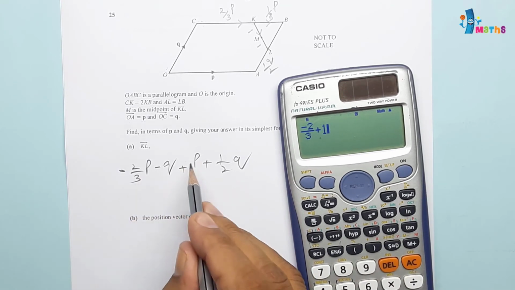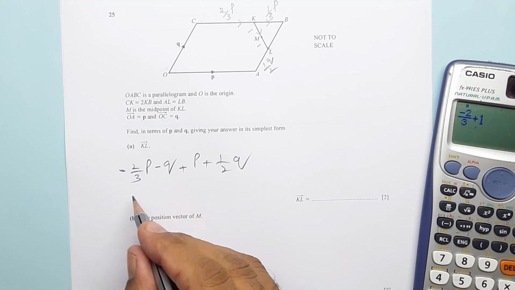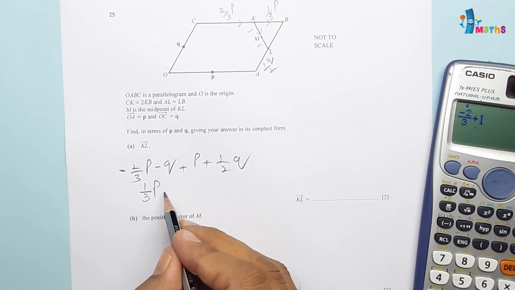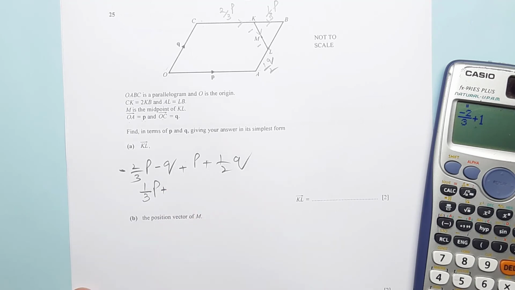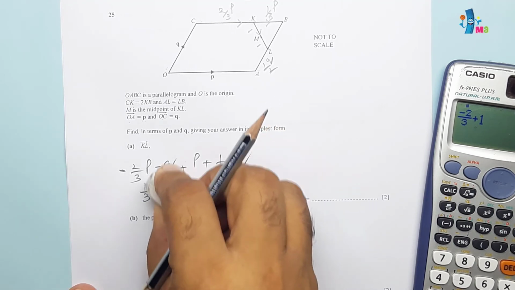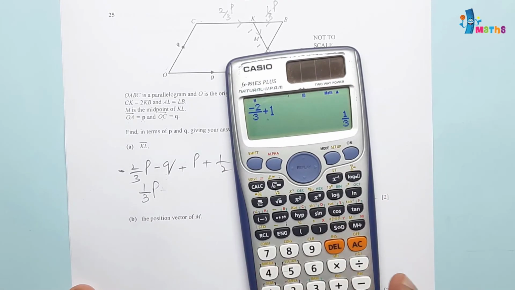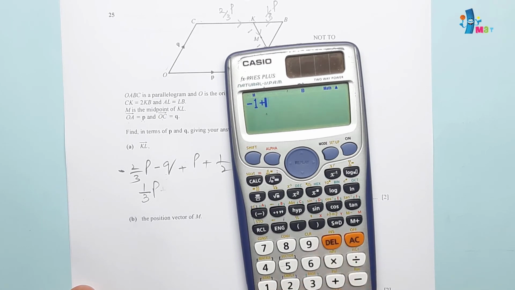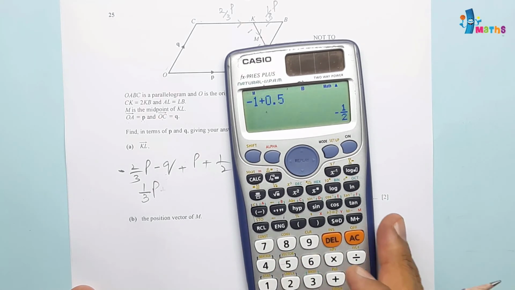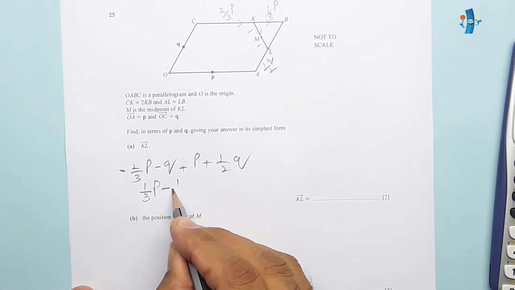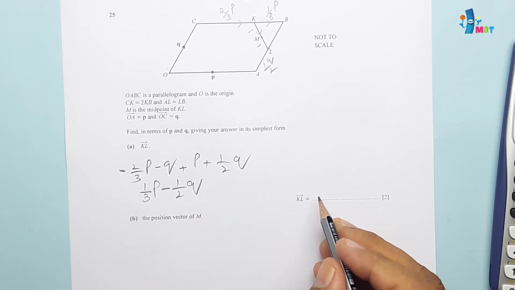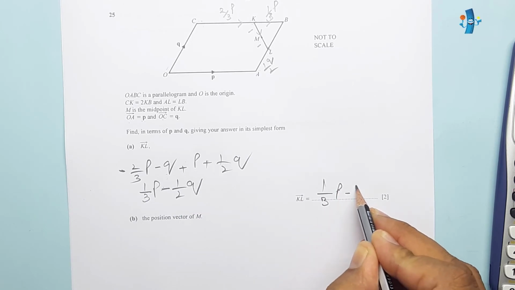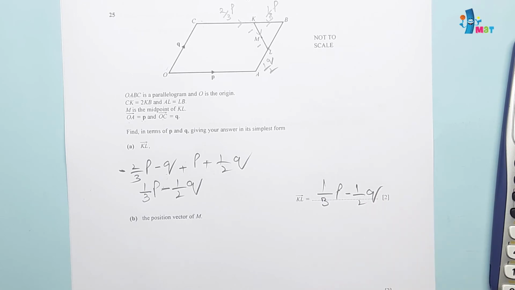So these two terms we are combining. This will be equal to 1 by 3, so it will be 1 by 3p, and minus this one is minus 1. So minus 1 plus half. So it will be minus 1 plus 1 plus 0.5, half. So it will be minus 1 by 2, so minus 1 by 2q. So our answer will be 1 by 3p minus 1 by 2q.